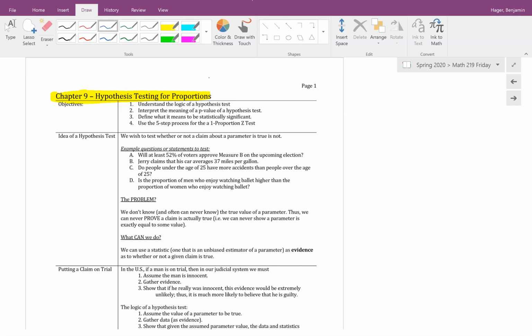So I know it says 9.1 through 9.5 on the schedule. Those are the sections in the book, but the notes and the homework have condensed it down into just 3 sections, so there's only 3 homework sections from Chapter 9. Anyways, let's get right into it.